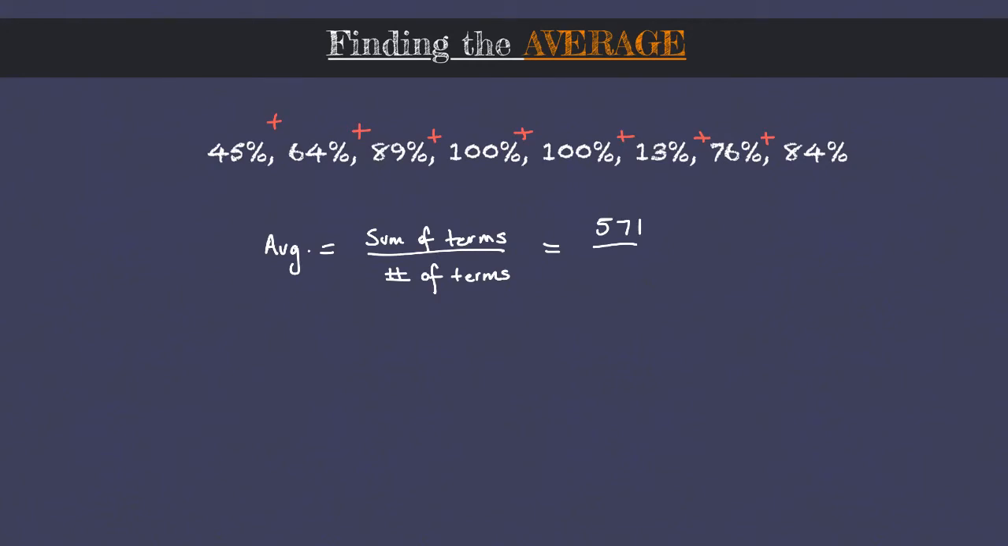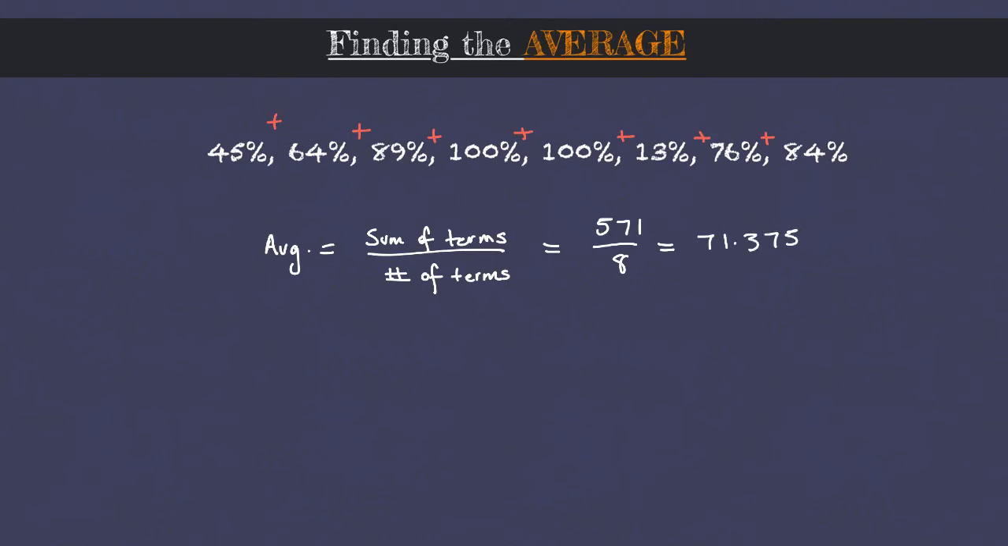Now, in our denominator, we need to know the number of terms. So it's simply asking how many numbers are we adding together? Well, we're adding 8 terms together. And so in your calculator or in your mind, you can divide 571 by 8 and you'll end up with 71.375.